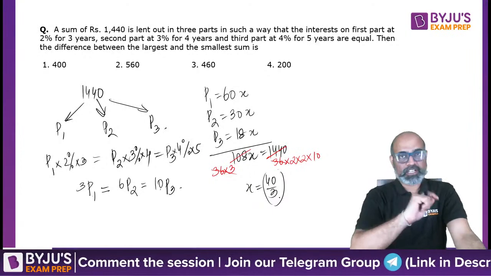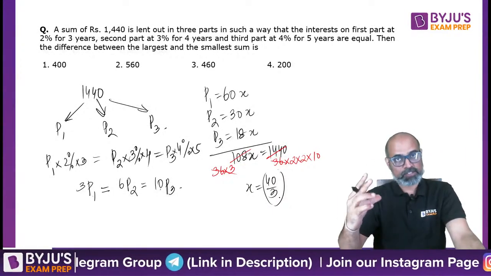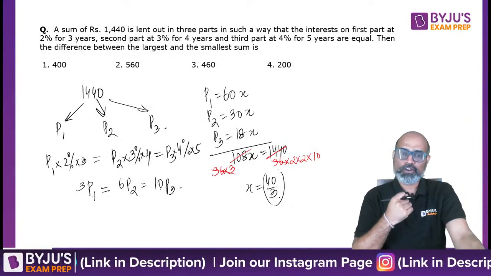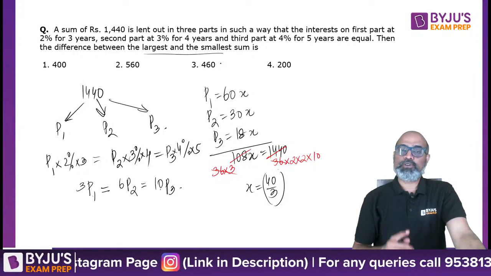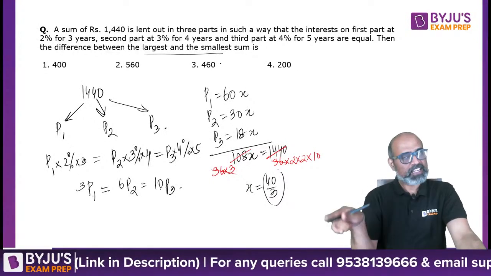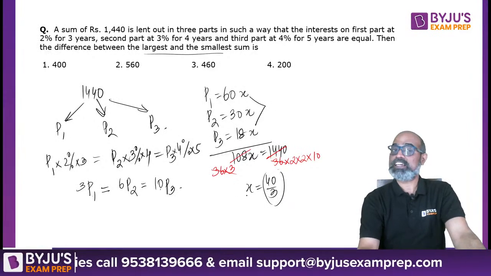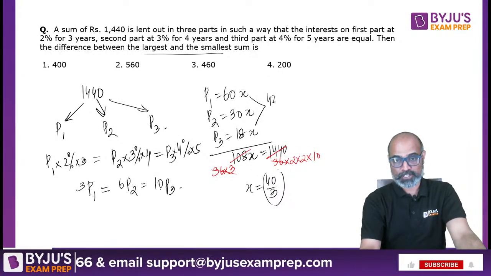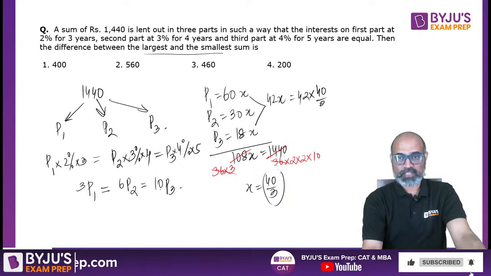अब यही value put कर देंगे. So either we are going to put the value of x back to P1 and P3, get the values and then take the difference, or क्योंकि largest and smallest का पूछ रहे हैं ना difference, or what we can do is we can find the difference right here and then multiply it with 40 by 3. So what is the difference of 60x and 18x? So this is going to be 42x, and x is nothing but 40 upon 3.